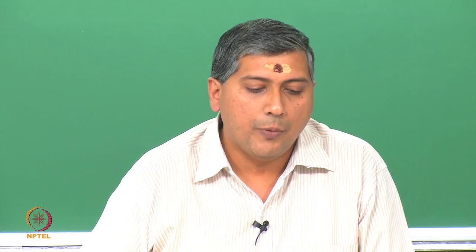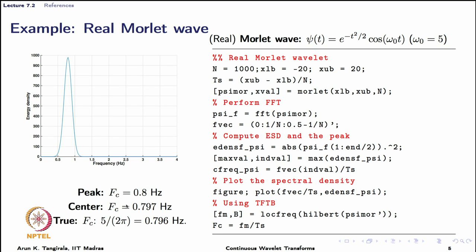Once again, on the left we have the energy spectral density, and I compute the center frequency using the LOCFREQ routine, and I also locate the peak frequency. Now, here as before, the center frequency calculation is much closer to the true one than the peak frequency, but the difference is really negligible. Why? The answer is the same. The energy spectral density looks symmetric, and therefore, the peak and the center frequency coincide or nearly coincide.